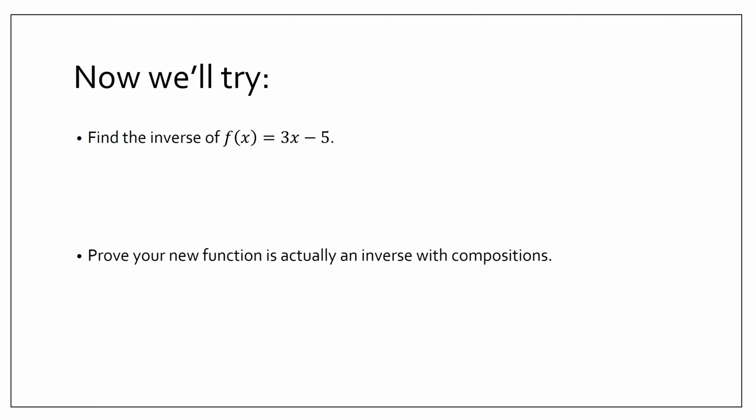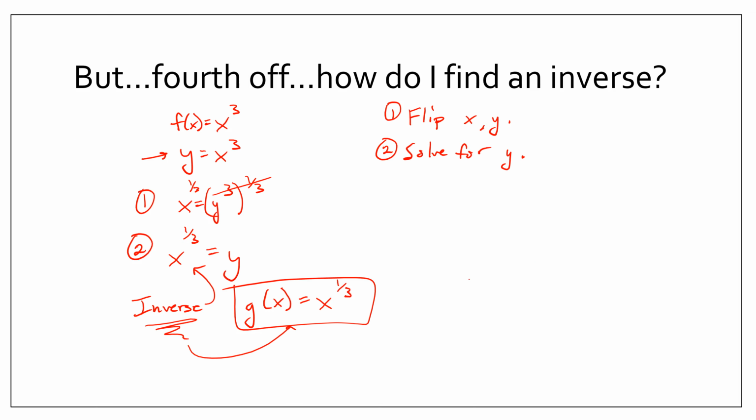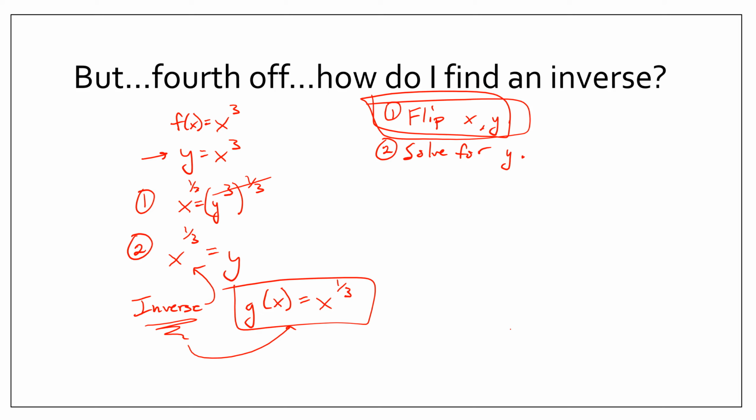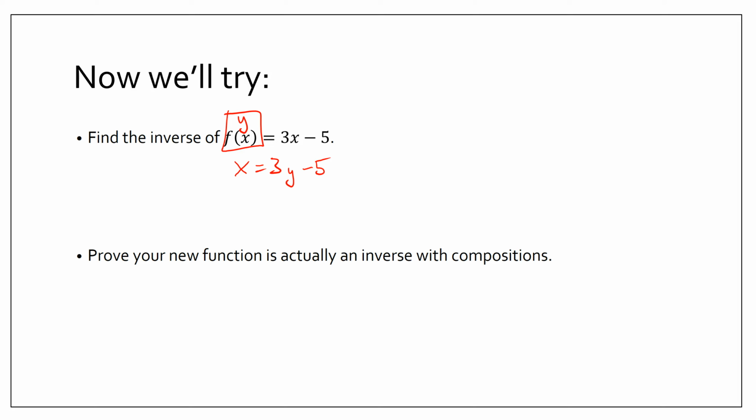So remember, how do I find the inverse? First, I need to flip x and y. Remember that f of x is like y. So if I'm flipping x and y, here I see a y, I'm going to write an x. Here I see an x, I'm going to write a y. And now my goal is to solve for y. And when I solve for y, that will be my inverse. So I'm trying to isolate y here.